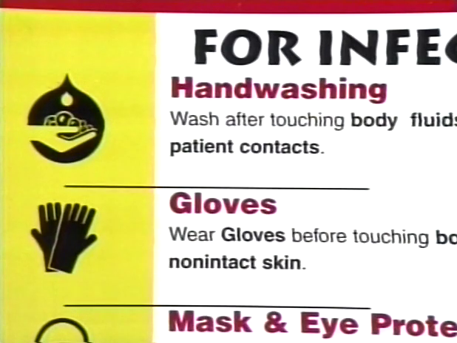Now, let's read through each precaution from the poster. The first precaution is to wash your hands. You may use plain soap for this. Wash after touching blood, body fluids, secretions, excretions, and contaminated items. Wash immediately after gloves are removed and between patient contacts. Avoid the transfer of microorganisms to other patients or environments.